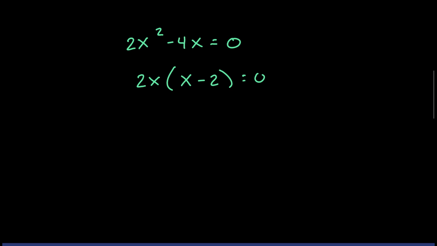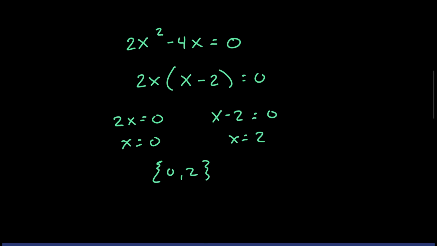Guess what? These are my favorite because it's literally only these 2 steps. Boom, you have your factors. My 2x equals 0 is my first solution. Divide by 2, x is 0. My second solution, x minus 2 equals 0, x equals 2. So my solution set is 0, 2. Done. Love those. What else would they give you maybe?